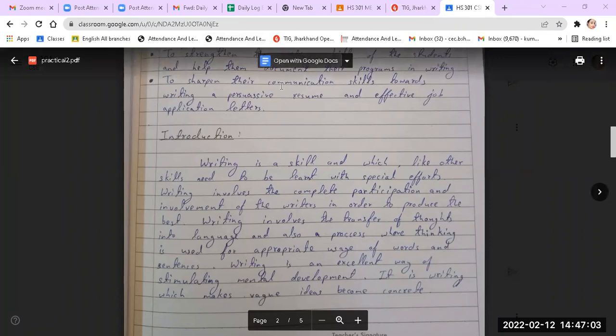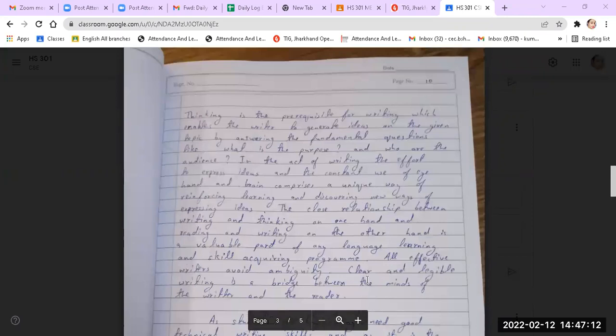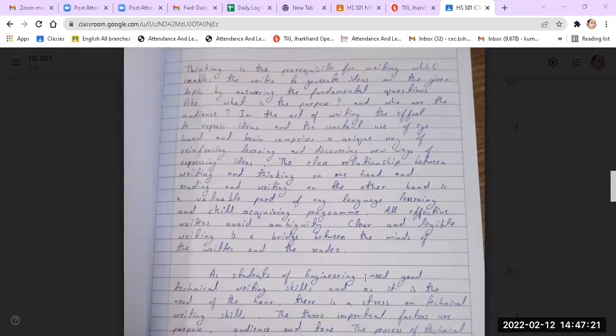अब next हमारा क्या है? Next क्या है? Just see. Thinking is a prerequisite for writing, which enables the writer to generate ideas on the given topic by answering the fundamental questions like what is the purpose. कोई भी चीज लिखने के पहले हमसे क्या जरूरत होता है? पर्पस. किस पर्पस से हम लिख रहे हैं? So purpose is the main thing for anything we will write. And who are the audience?